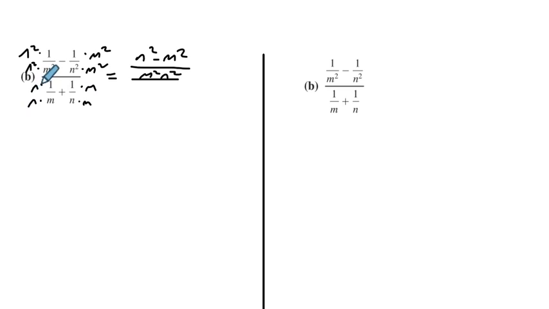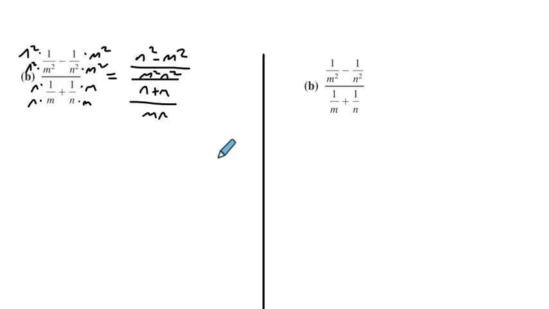So I get n times 1 is n, 1 plus m is m, so that's n plus m all over my common denominator of mn. Oops. I went too much there. Let's try that again. There we go. So let me just erase that there. mn. All right.